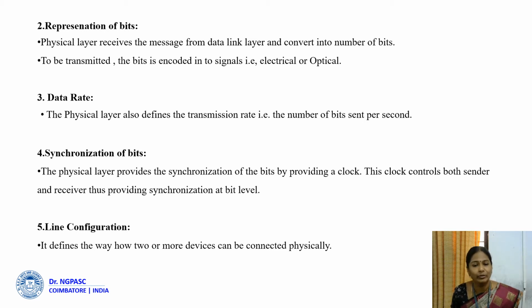Next, we move to line configuration. It defines the way two or more devices can be connected with each other. There are 2 types of line configuration available. One is multi-point and another one is point-to-point. Multi-point means using a single link, several devices can be connected together. The next concept is point-to-point. In point-to-point, only 2 nodes are used in the configuration. The connection of 2 devices is called point-to-point. In multi-point, it is possible to connect several devices. In point-to-point, we can connect only 2 devices.